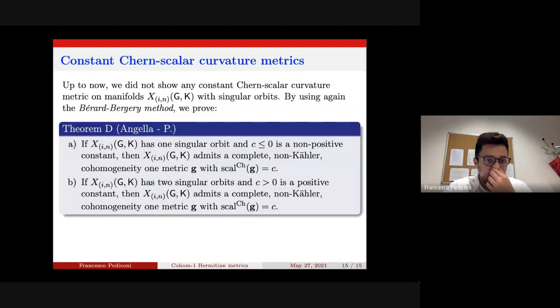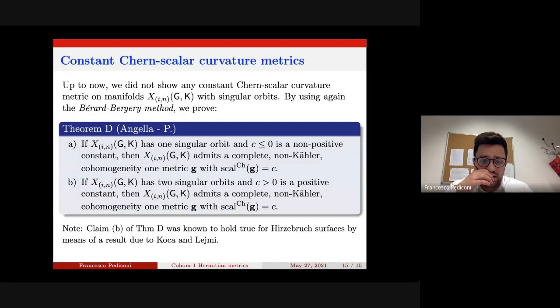Okay, so if you have a manifold X with one singular orbit, and if you fix a non-positive real constant, then you can always find a complete non-Kähler cohomogeneity-one metric with constant Chern scalar curvature equal to C. And the same is true in the case of two singular orbits, but in the case of two singular orbits, you need to choose C to be positive. So in the non-compact case, you need to choose C to be less or equal than 0, while in the compact case, you need to choose C to be positive. Okay.